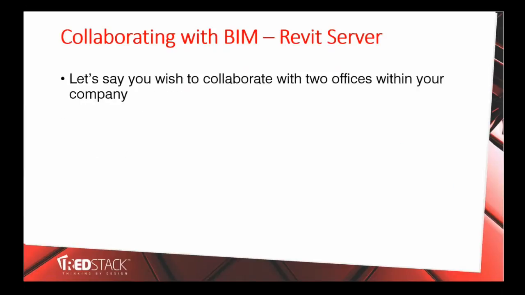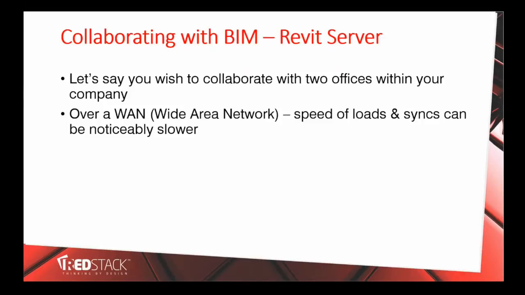But what happens if you wish to collaborate with two offices within your own company? For instance, we could be working in our main office here in Adelaide, and we have individuals who will also be contributing to this project in Melbourne. Over a wide area network, or WAN, speeds and loads can be a bit slower depending on your system. So generally, Revit Server is then initiated.